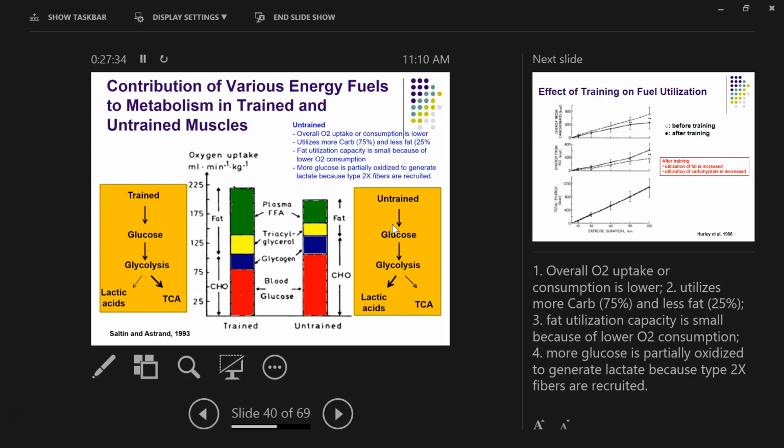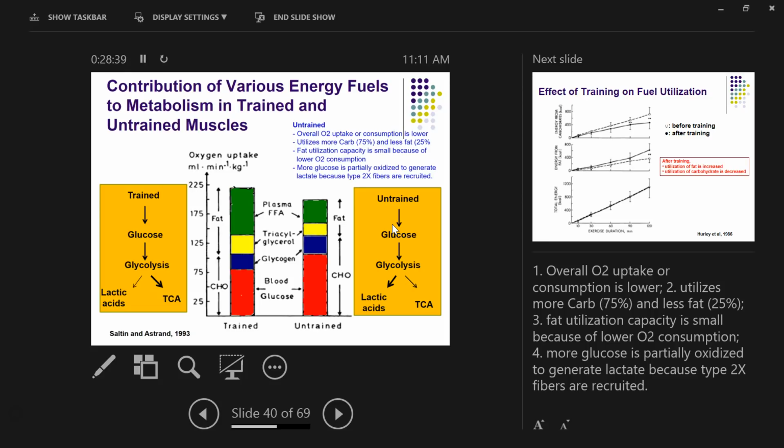So the trained runners are able to utilize fatty acids for energy, particularly at a later stage, right? Another important thing is the consequences for carbohydrate metabolism, which is also different. Trained runners are able to completely oxidize glucose through the TCA cycle, so they have less lactate produced during exercise. But the untrained runners have a lower oxidative capacity, so most of the glucose is partially oxidized through the glycolytic pathway and produces a lot of lactate, and much less is completely oxidized.